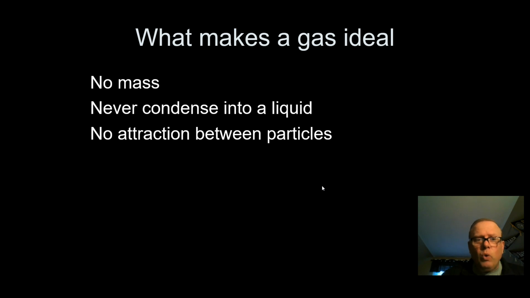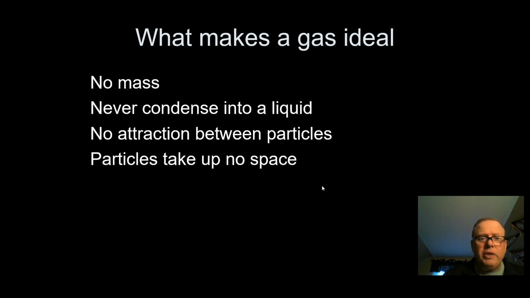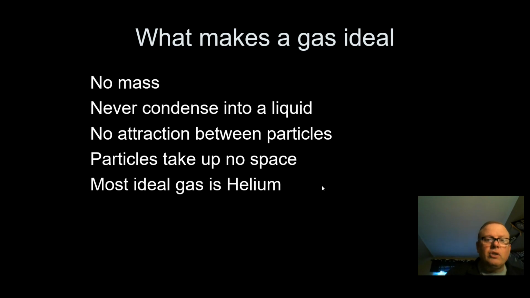An ideal gas will have no attraction between the particles. The particles will be right next to each other and not be attracted to each other. This again would explain why it never condenses into a liquid. Again, helium is a great example of this because of its electron structure. It has very, very little attraction to other helium particles. In an ideal gas, the particles would take up no space. In other words, they would be dimensionless. So because they would take up no space, you could go down to a zero temperature, zero mass type situation. And again, the most ideal gas is helium because it is the closest to all of these things.